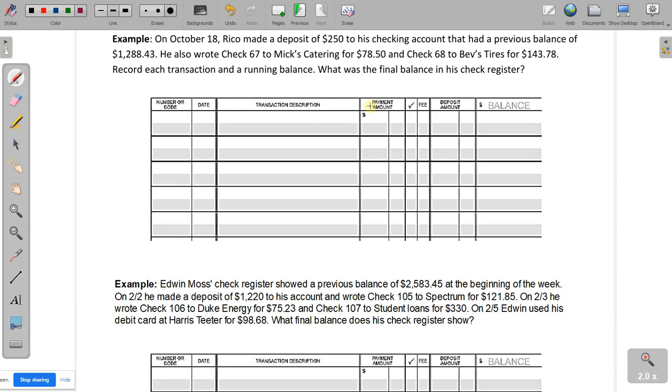We need to record each transaction and a running balance, and then figure out what the final balance of his check register is. So the first thing we're going to do is write our previous balance. Our previous balance is $1,288.43.